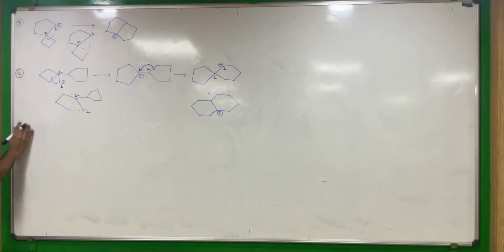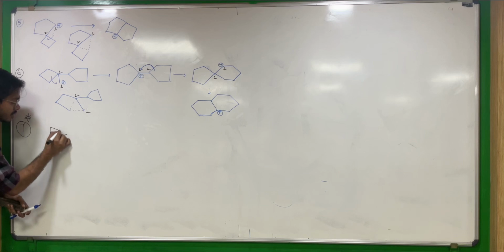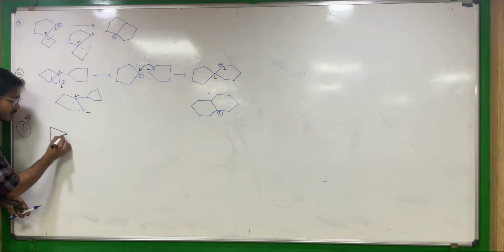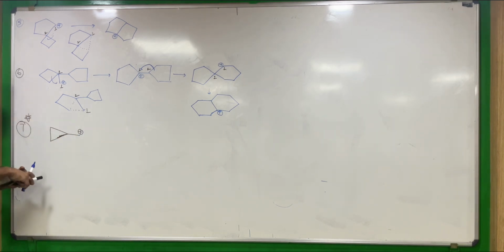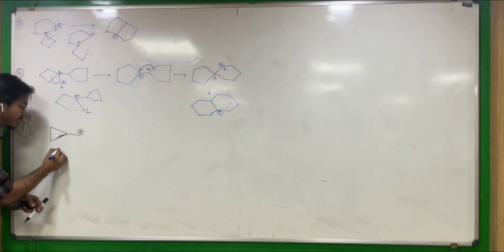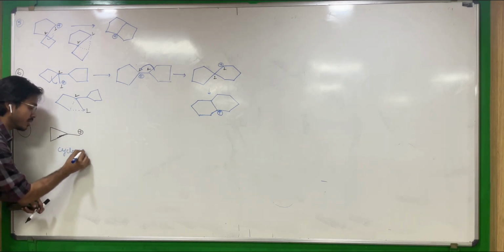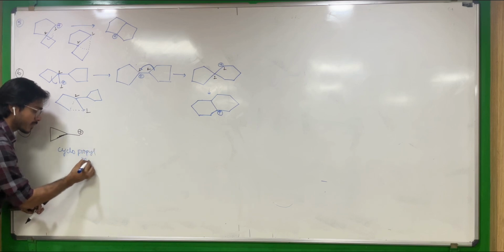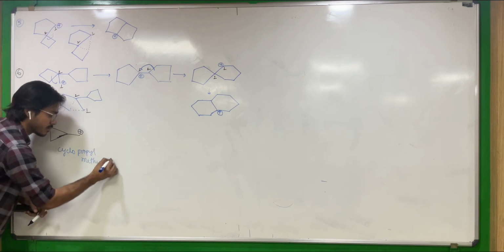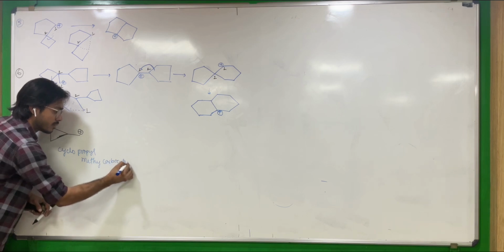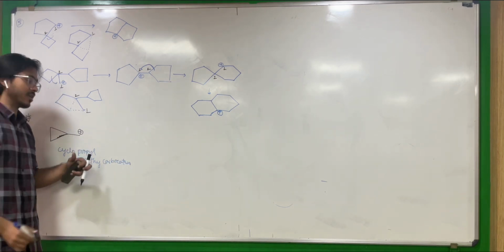Now we'll see the ring expansion. Here we have seen the ring expansion only when a 3-member ring is converted into a 4-member ring, and a 4-member ring is converted into a 5-member ring. One more important example, whether this will go into ring expansion or not. Now this is cyclopropyl methyl carbocation, and this is very stable due to sigma resonance, you know this.